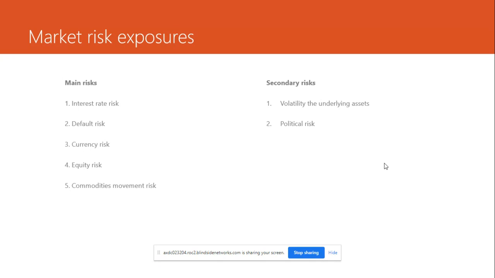Talking about the secondary risks, they could also become important. So we find that the volatility of the underlying assets is a kind of secondary risk. As mentioned, the main strategy of this fund is arbitrage. So when the underlying assets are volatile, this fund may face a big loss. And another secondary risk is political risk.